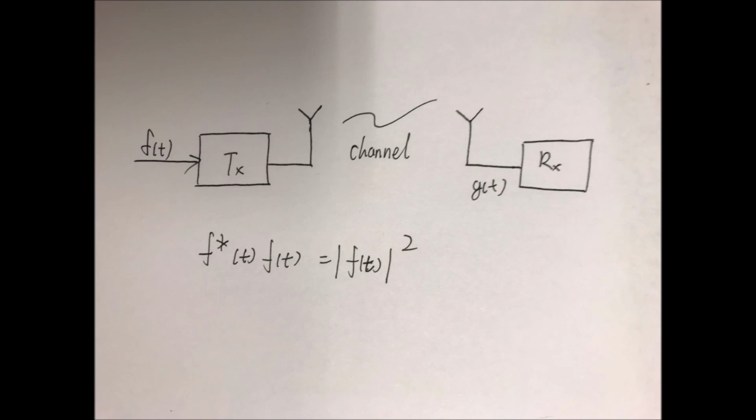Okay, so now I'm going to talk about how we can use correlation in real applications. I'm going to show one example. This one is also from the textbook. So I have a square wave. The square wave's autocorrelation is a triangle.